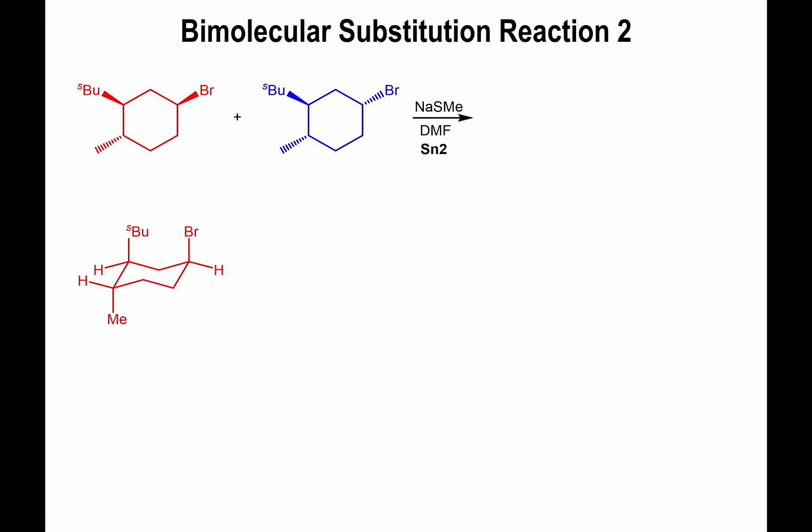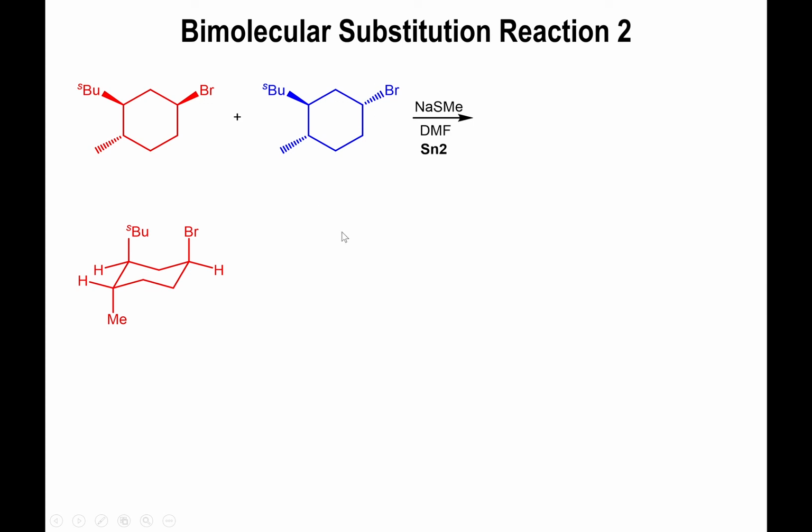So the way to do this is you have to draw the actual chair conformations. And notice that the bromine as well as the sec-butyl have bold bonds right here. So that means that they have to be above the hydrogen. So if I place the bromine over here, the bromine is above the hydrogen. Over here, the sec-butyl is above the hydrogen. The methyl group is part of a dash bond, so it has to be below the hydrogen.